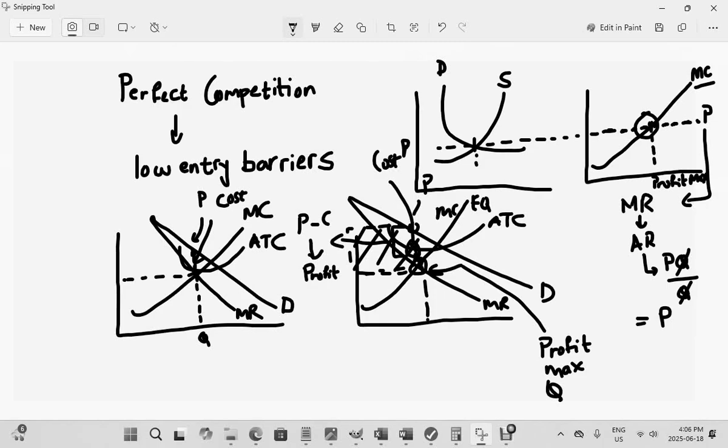Now that's for a monopoly. The difference between a monopoly and a perfect competition is that in a monopoly, you have high entry barriers and a single firm, whereas in a perfect competition, you have more than one firm and low entry barriers. Each firm controls a higher percentage of the market share in a monopoly, whereas in a perfect competition, each firm may not control that big of a market share. So that's the difference between a monopoly and a perfect competition.